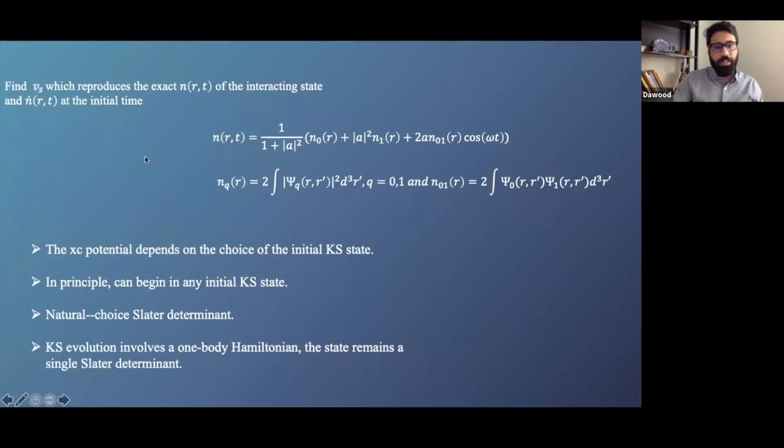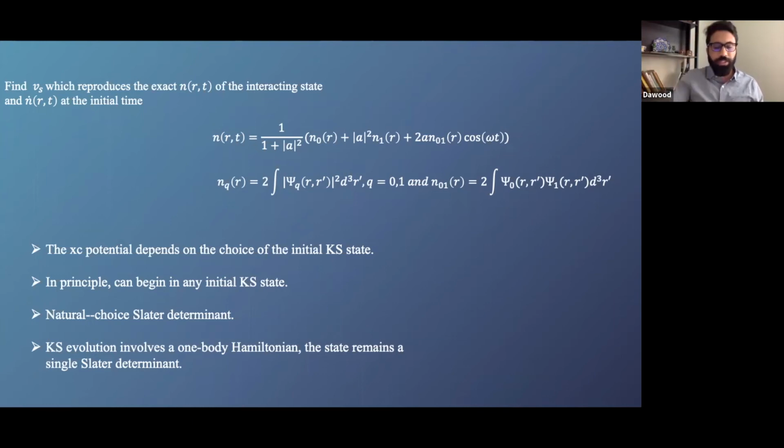And so then we want to find the Kohn-Sham potential which reproduces the exact density of this interacting state that we consider, and its first time derivative at the initial state. So the density is given by this. And as we saw, the XC potential does depend on the initial choice of the Kohn-Sham state. In principle, we can choose any Kohn-Sham state as long as it allows us to do what we show here. And the choice we make is a Slater determinant.